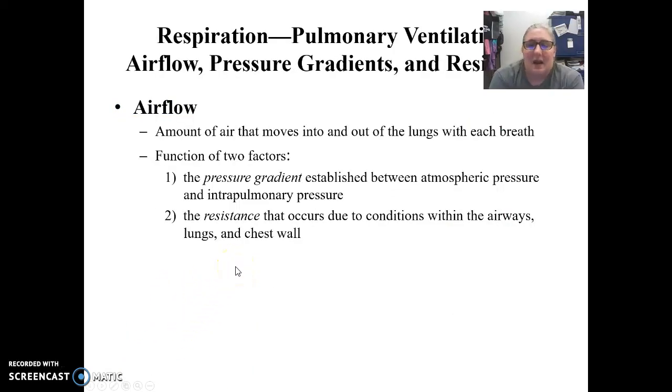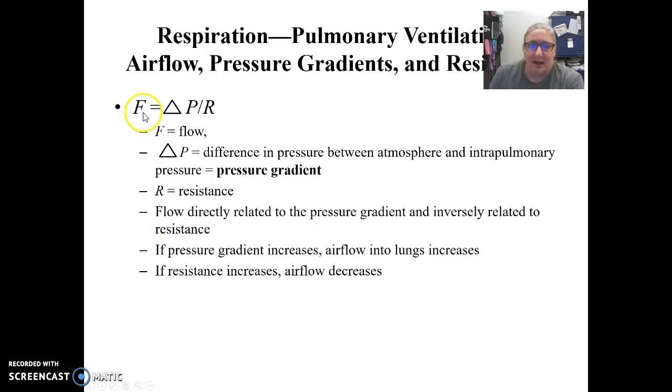So we're going to talk about what influences the movement of air into the lungs. There are 2 basic factors that influence this. The pressure gradient, so the difference in pressure of the atmosphere and the pressure in the lungs. And then resistance. Resistance is going to be anything that opposes that movement of air. So airflow is going to be the pressure gradient divided by the resistance.